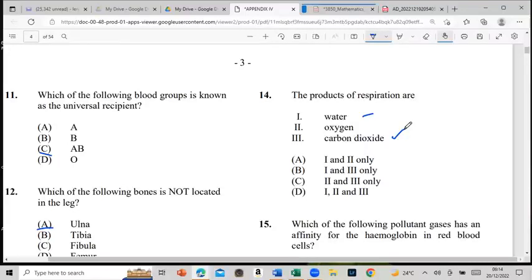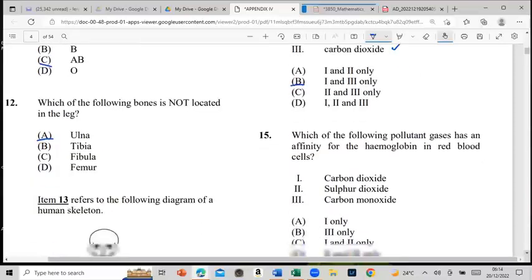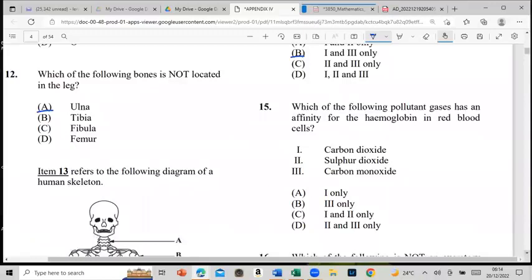So which number, 1 and 3, 1 and 3? That would be B. Which of the following? You guys can read it. Guys, remember you're encouraged to try typing the answer before it's read, right?